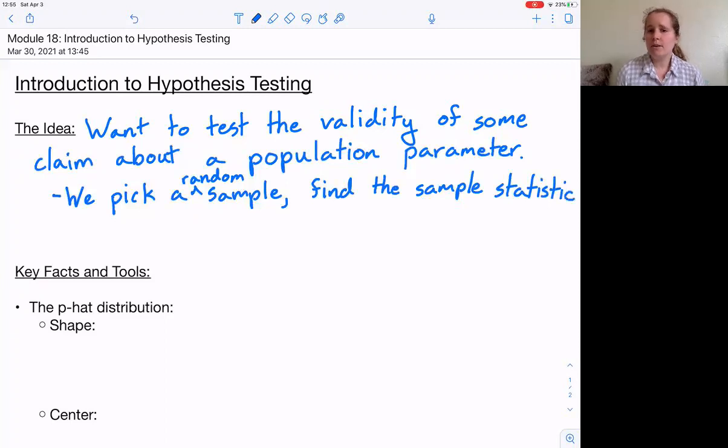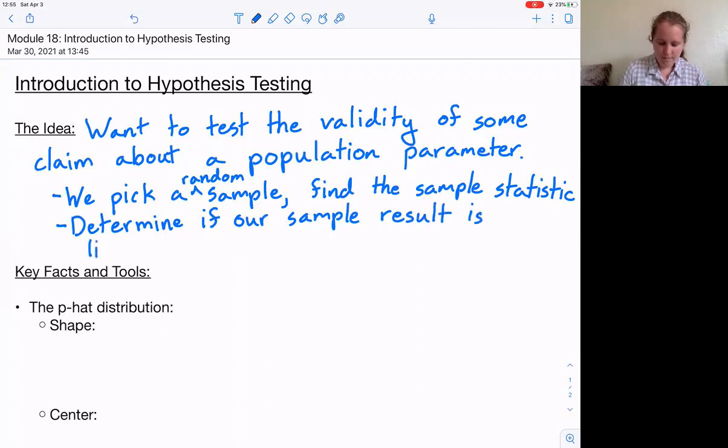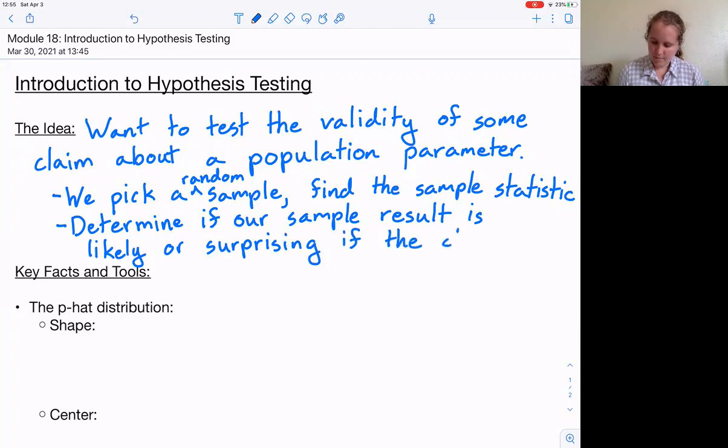and then we determine if our sample statistic would be likely if the population parameter were actually, or if our claim were true. So we determine if our sample result is likely or surprising if the claimed population parameter were true.